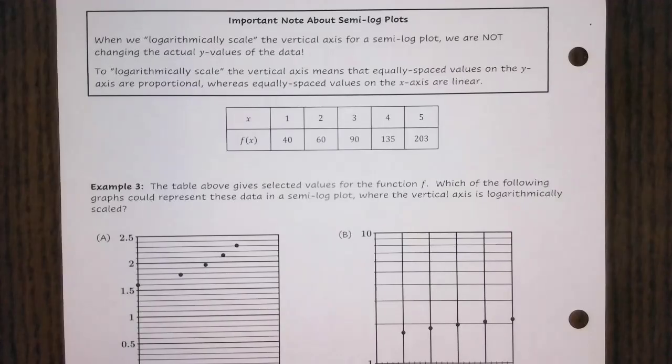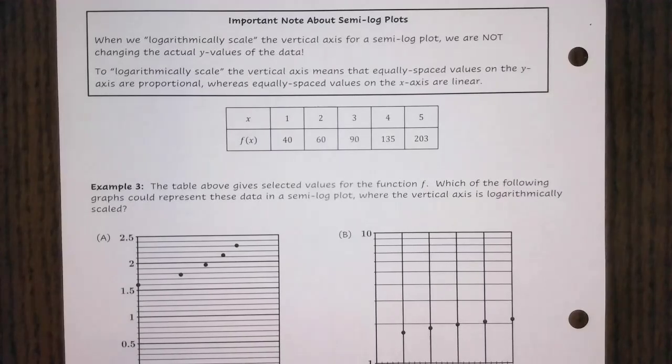All right, some important notes about semi-log plots. When we logarithmically scale the vertical axis for a semi-log plot, we are not changing the actual y values of the data. To logarithmically scale the vertical axis means that equally spaced values on the y-axis are proportional, whereas equally spaced values on the x-axis are linear. So we are not changing the data there.